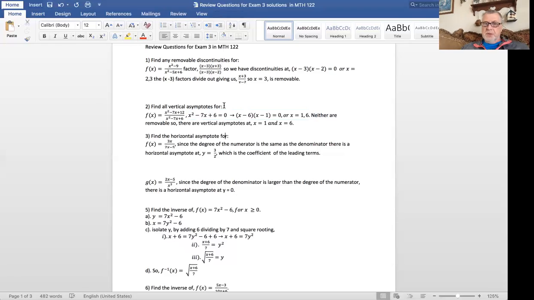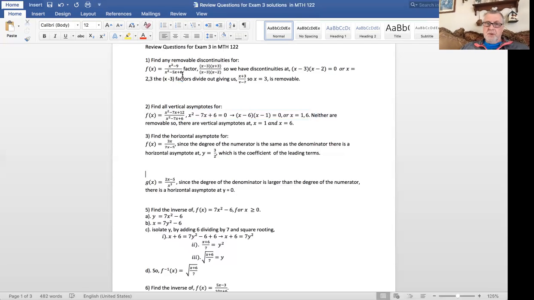Contrast this with number 2. Number 2 says find all vertical asymptotes. So a vertical asymptote is when it's not removable. Okay, so back up here, for this x minus 2, we couldn't remove it. We couldn't divide it out. So there's a vertical asymptote at x equals 2.